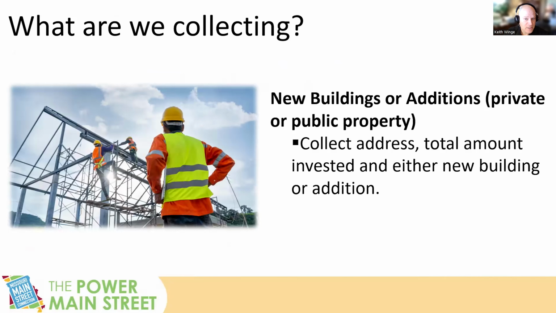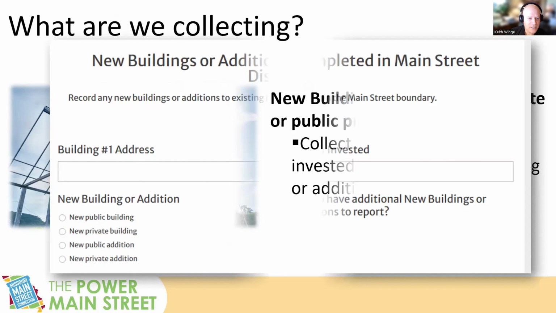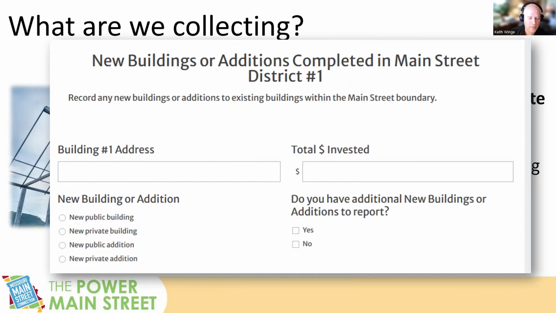So then we want to talk about new buildings or additions. And this is both for public and private property. And you'll see when I bring up the form that in the bottom left, that's where you will determine, is it a new building, public building or private building, or is it a new public or private addition? So the building address, the dollars invested, and then do you have any additional things to report there? This one's pretty simple. And when we talk about new buildings, of course, that's filling up a vacant lot. Somebody's building a new building, or maybe the city's building a new structure of some sort. And then additions would be those things attached to a building that's already there and just expanding the footprint.